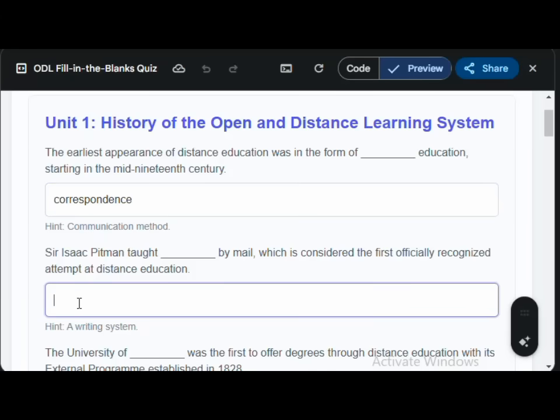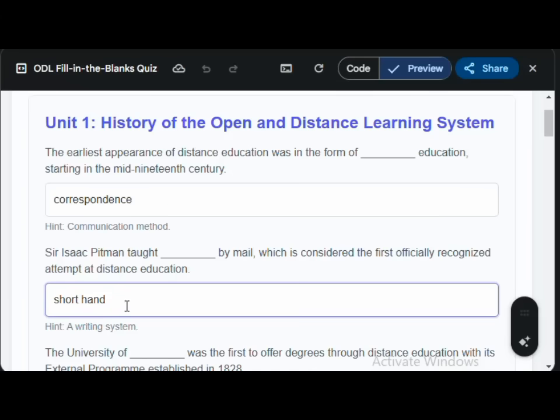Sir Isaac Pitman taught dash by mail. The answer to this is what? Shorthand. Now, the shorthand must not have a space. You must know all these things, because once you put a space, you are wrong. And don't forget, it must not have a capital letter, because you are writing in the middle of a sentence. Whereas if you are writing it at the beginning of a sentence, it must have a capital letter. So shorthand.